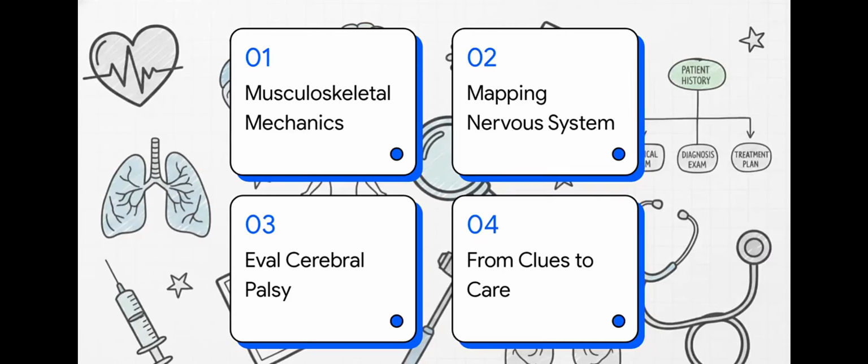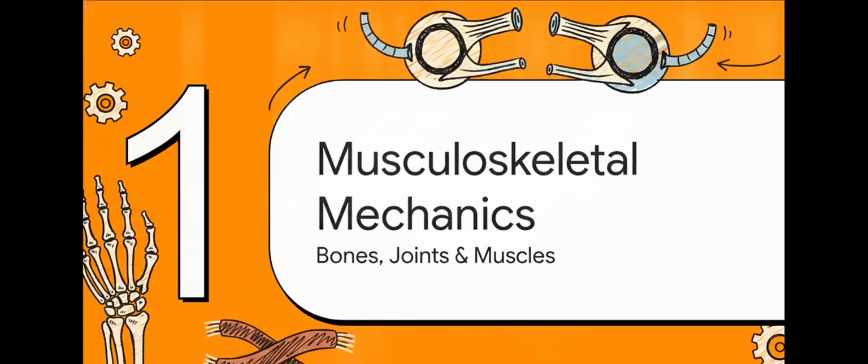Section 1, musculoskeletal mechanics. Section 2, mapping the nervous system. Section 3, evaluating cerebral palsy. And Section 4, from clues to care. Starting off with Section 1, musculoskeletal mechanics.